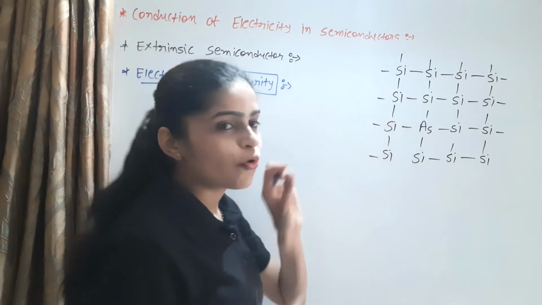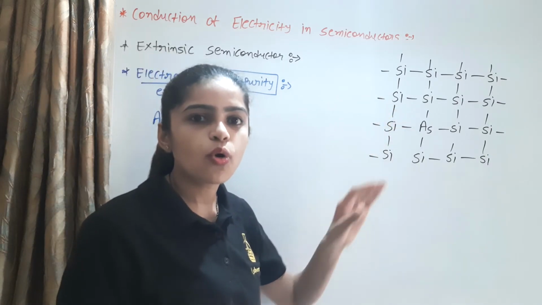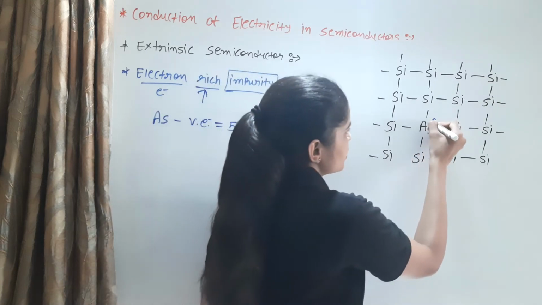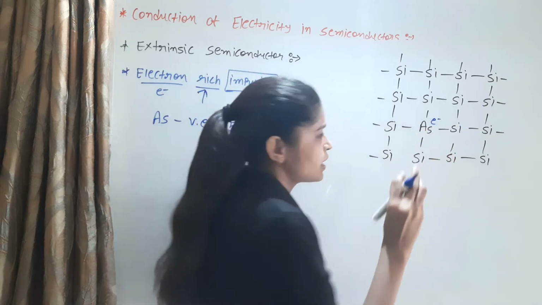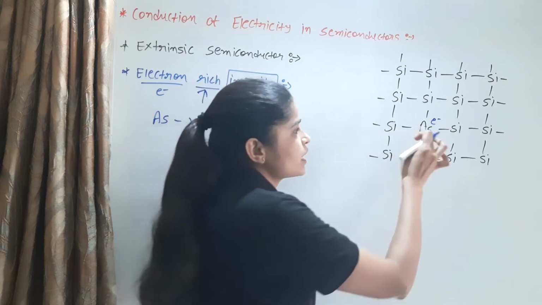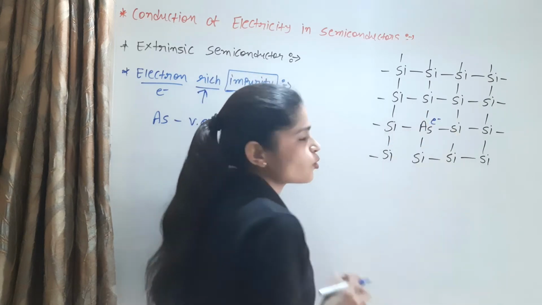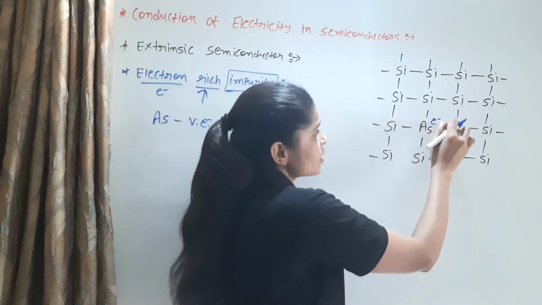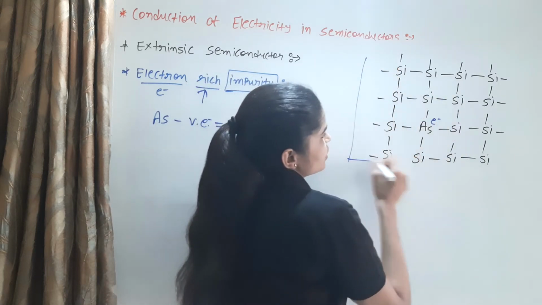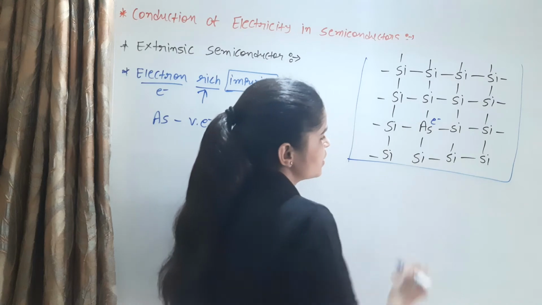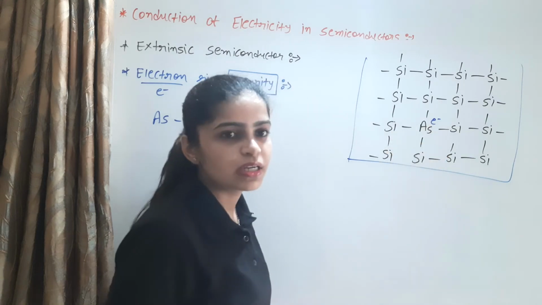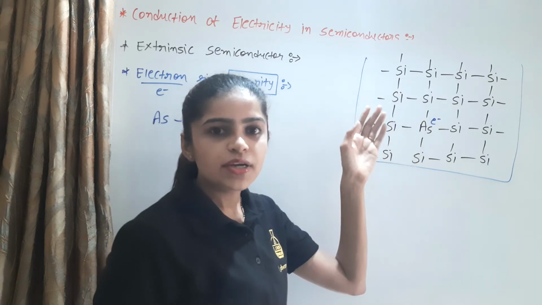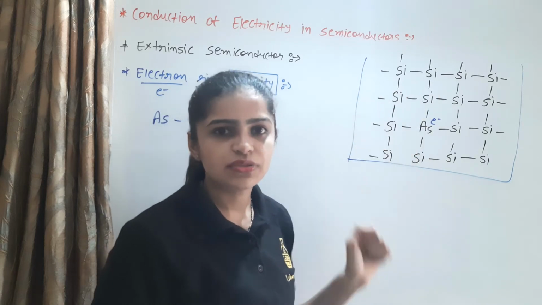Where arsenic's 4 electrons are used for covalent bonding with silicon and 1 electron is free. Arsenic has 5 valence electrons; 4 electrons are used in the silicon covalent bonds, but 1 electron is vacant. So this 1 valence electron is free to move in this crystal. When an electric field is given, this electron moves through the whole crystal. That way it produces the conductivity.